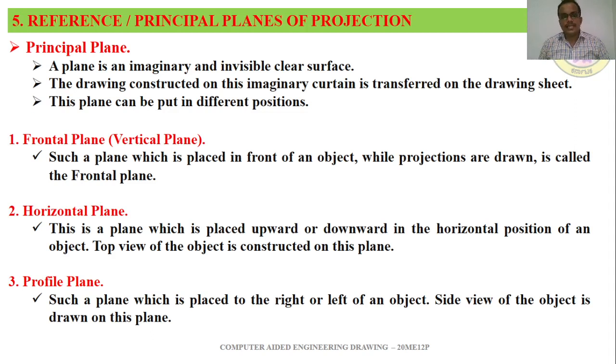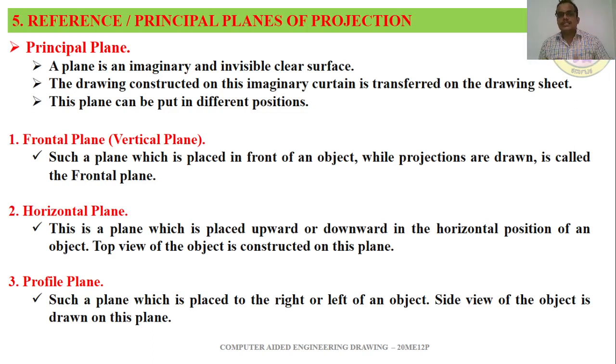And another plane we have is the profile plane, such a plane which is placed to the right or left of the object. The side view of the object is drawn on this plane. So for the principal planes, we can imagine three planes. One is the vertical plane, which we also call the front plane, because we are going to capture the front view of an object in the frontal plane.